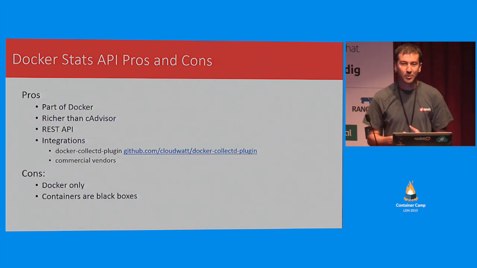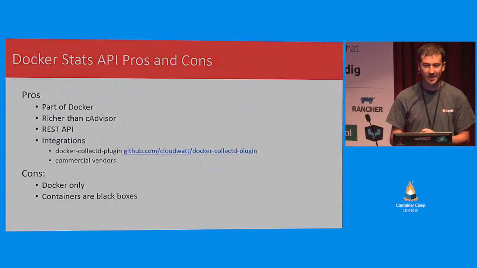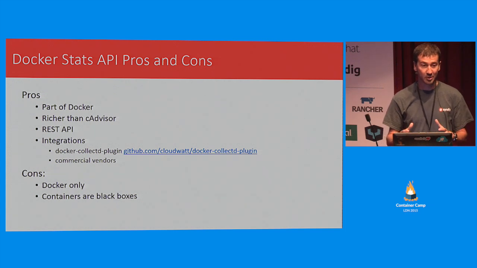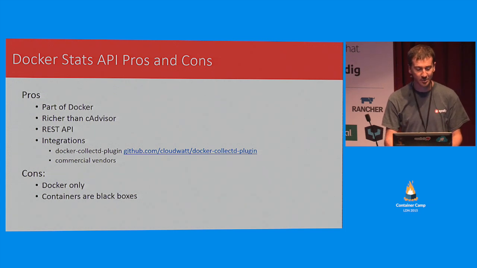Again, the metrics tend to be a bit richer than cAdvisor, but still, for a container, you get the overall CPU, not much more than that. And containers are still essentially black boxes, so you can't really see inside containers.